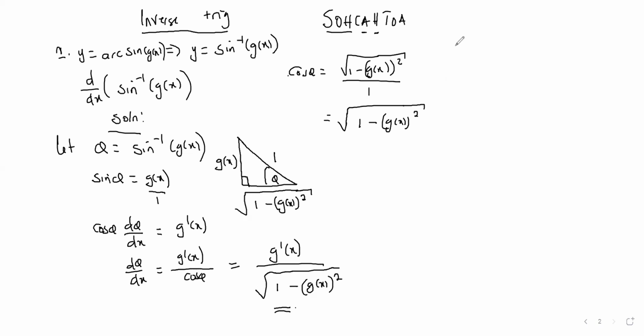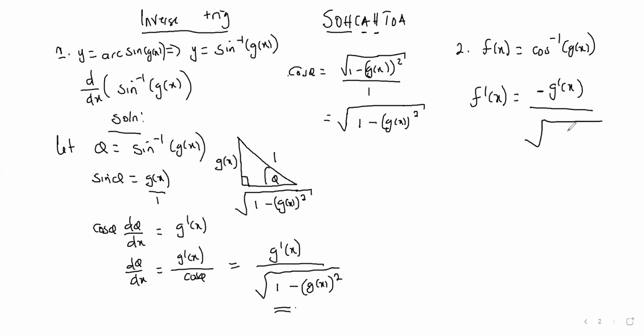So we go to the second one. If I say f(x) is equal to cos inverse of g(x), with the same derivation, it will lead us to g prime of x over the square root of 1 minus g squared. The only difference between the two is that this one will give us a minus. Everything else will be the same.